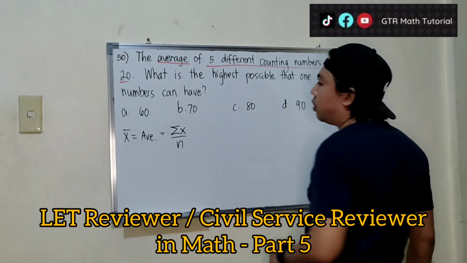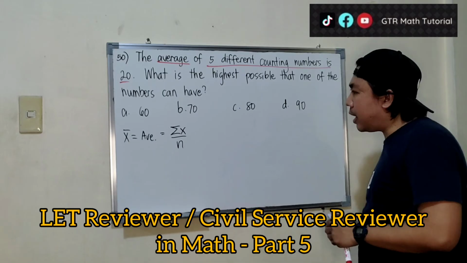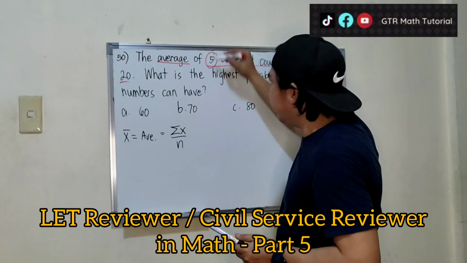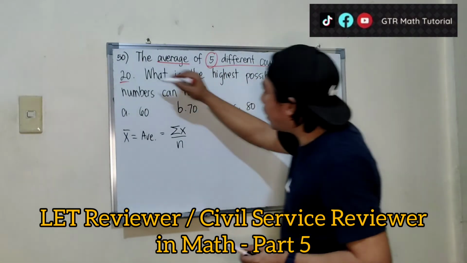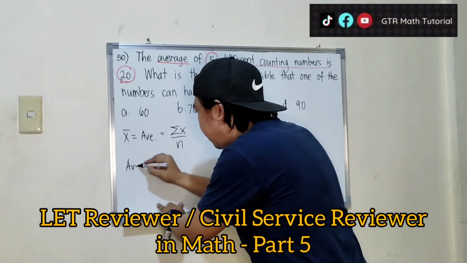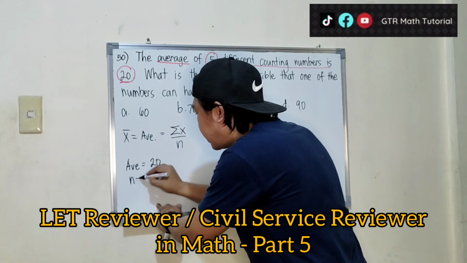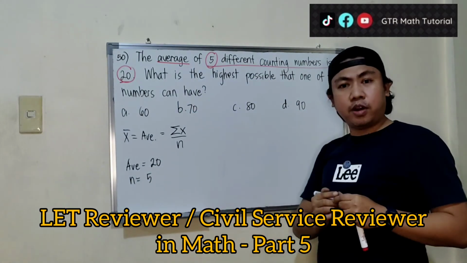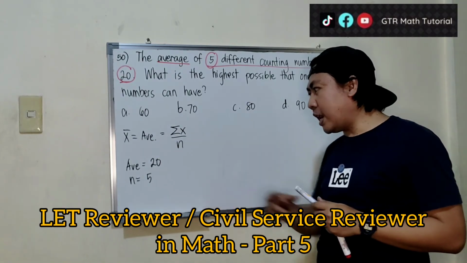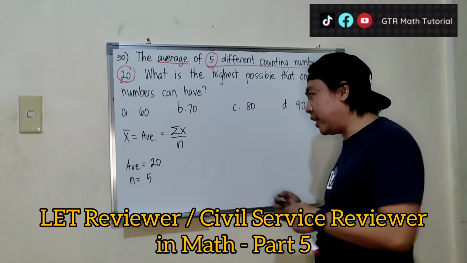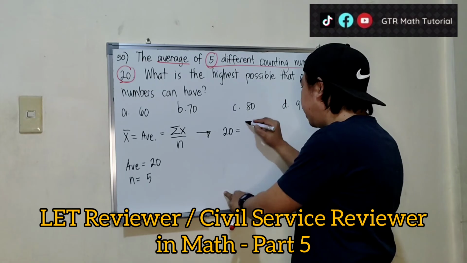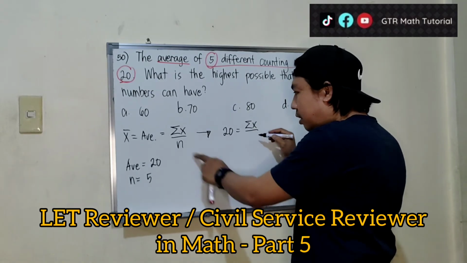Average equals summation of x over n. So, given naman dyan ang average. Nasan yung average? Ito yung n natin, 5. The average of 5 different counting numbers is 20. So, given ang average ay 20, tapos ang n ay 5. Therefore, pwede natin masolve ang summation of x. So, substitute lang natin. The average is 20, so we have 20 equals summation of x over 5.